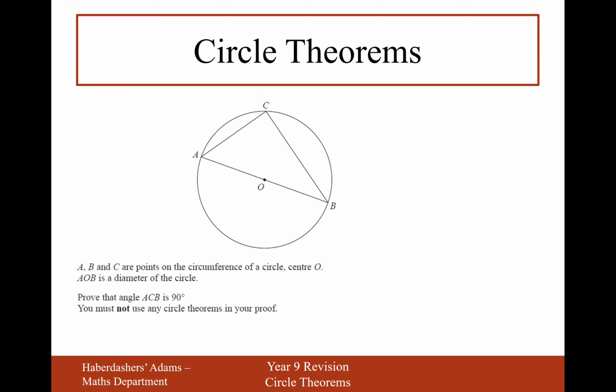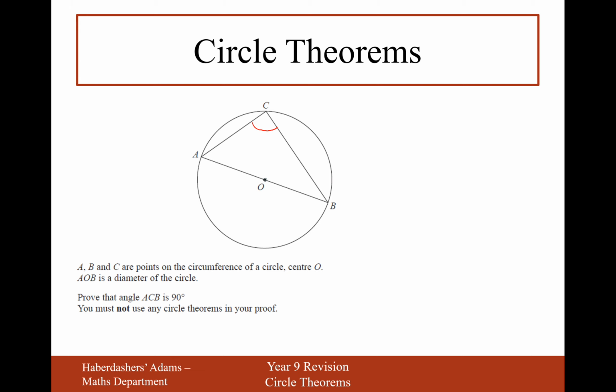Moving on to the next one, a little proof of this circle theorem here. Definitely two proofs that you'll now need to know for year 9, this one and the next one coming up. Okay, so we need to prove that angle A to C to B is a right angle. So we need to prove that this angle here is a right angle. And you must not use any circle theorems in your proof.